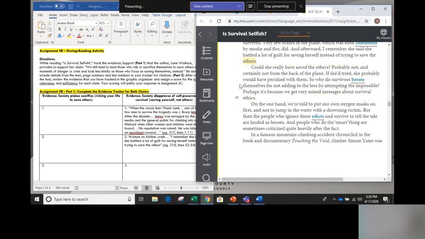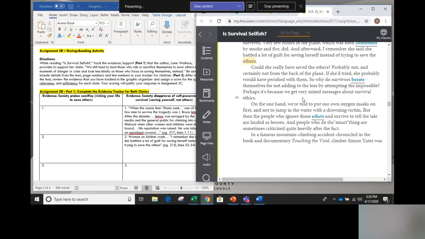Perhaps it's because we get very mixed messages about survival ethics. On one hand, we're told to put our own oxygen mask on first and not to jump in the water with a drowning victim. But then the people who ignore those edicts and survive to tell the tale are lauded as heroes, and people who do the, quote, smart thing are sometimes criticized quite heavily after the fact.